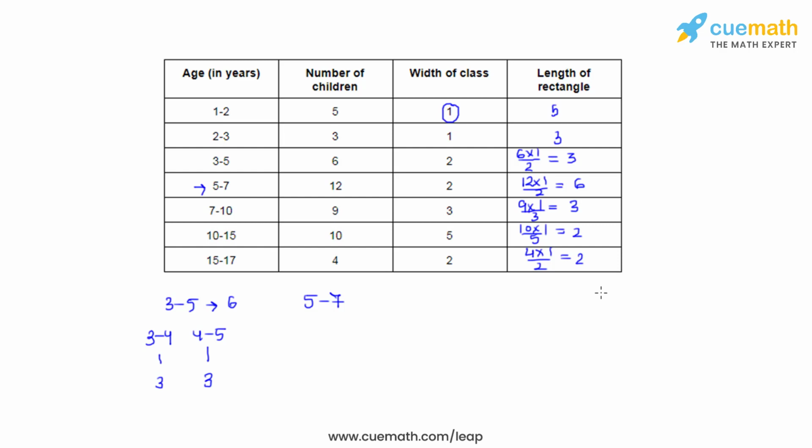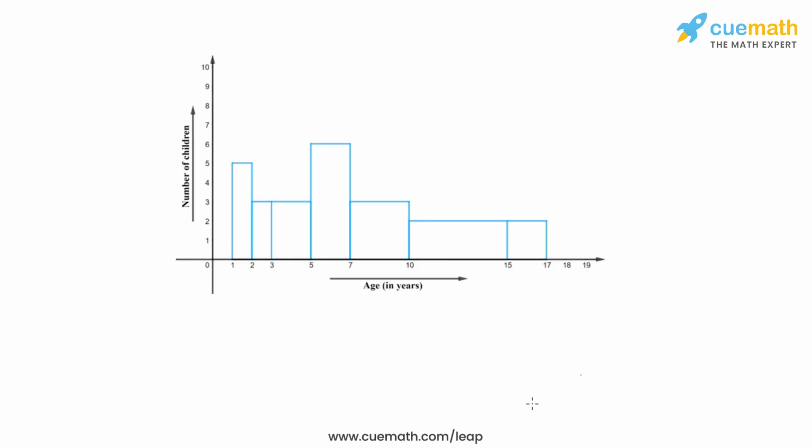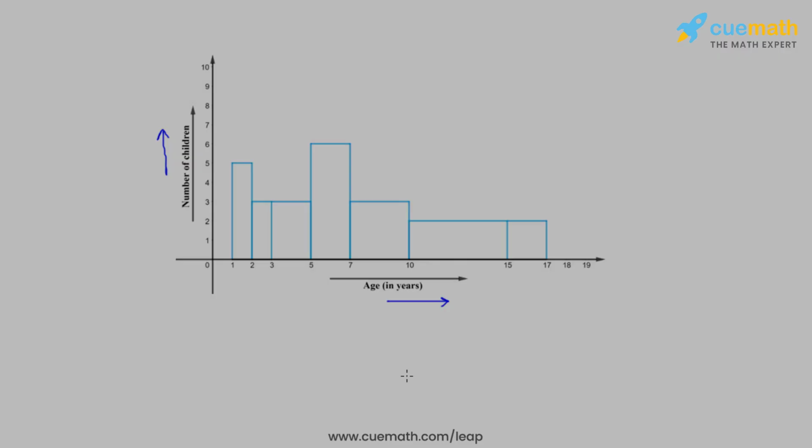So let's draw the histogram. So this is how the histogram looks. We have taken the age of children in years on the x-axis and the number of children on the y-axis, and these are the rectangular bars that we have with the adjusted frequencies. And this is how we solve this problem.